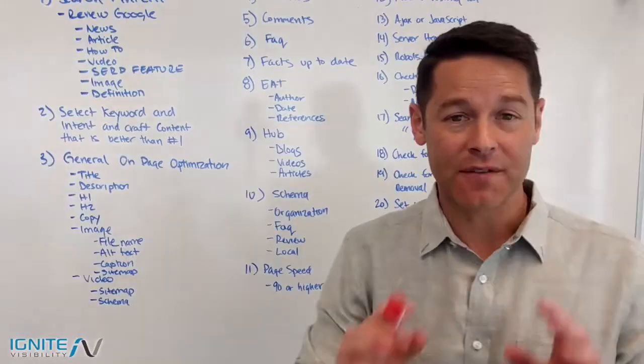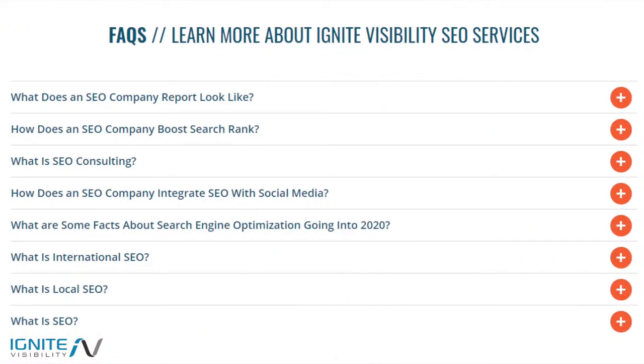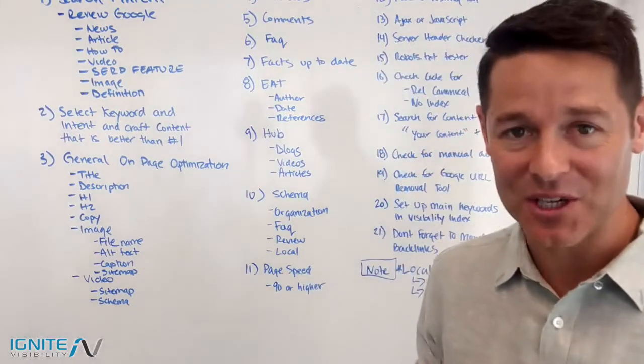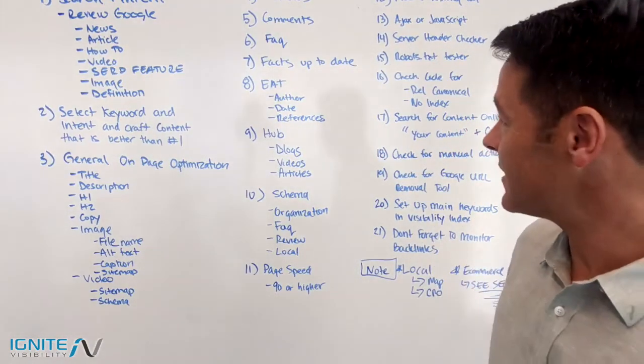Number 7, if you have facts on the page, make sure they're 100% up to date. No 2018, no 2017, no 2015. If you're in 2020, if you're in 21, for your on-page SEO checklist, you want to make sure that you've got facts up to date.